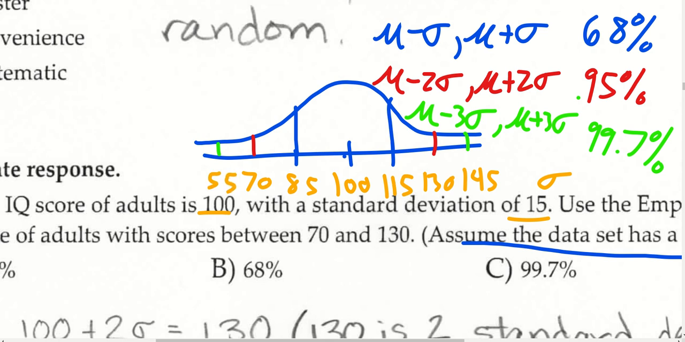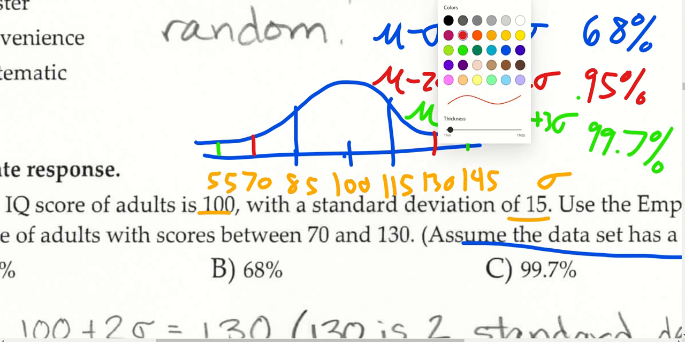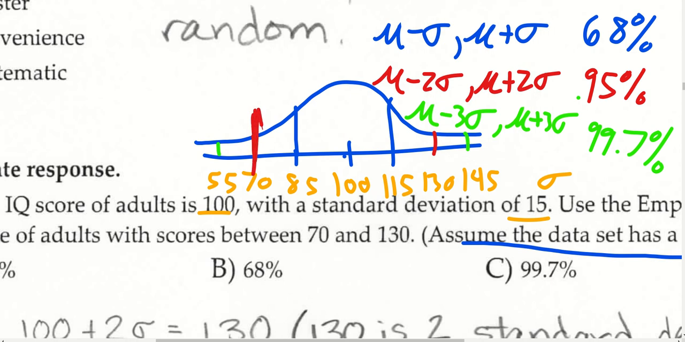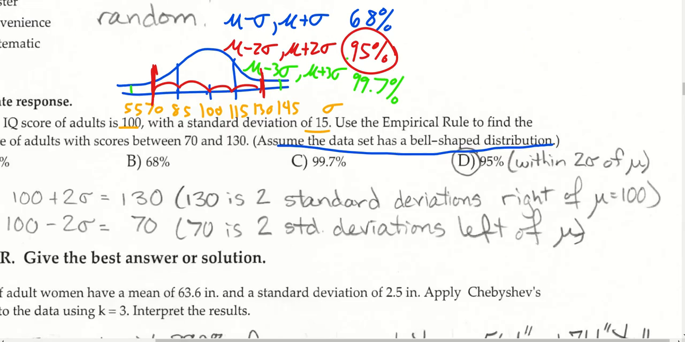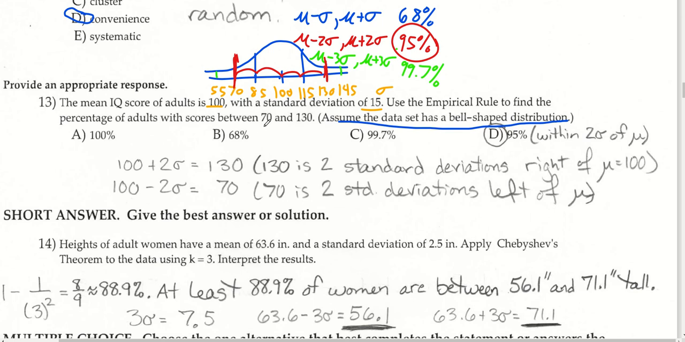When we are looking at the range between 70 and 130, that's 2 standard deviations to the left and 2 standard deviations to the right, so it's symmetric. That would be our 95% interval. So we could claim that 95% of all of the values in this normal distribution would be between 70 and 130.